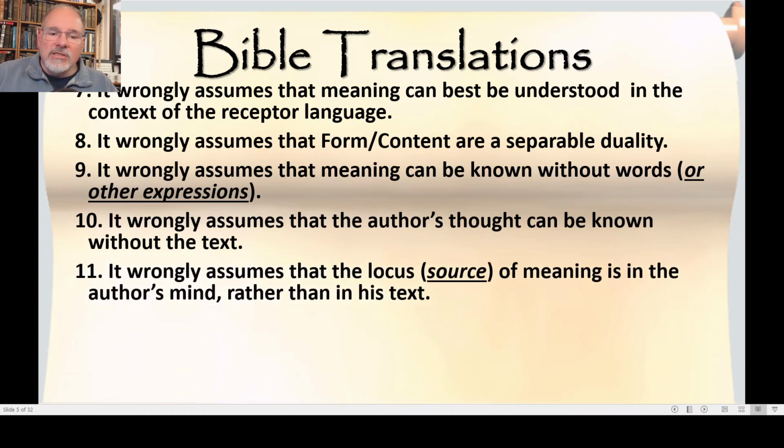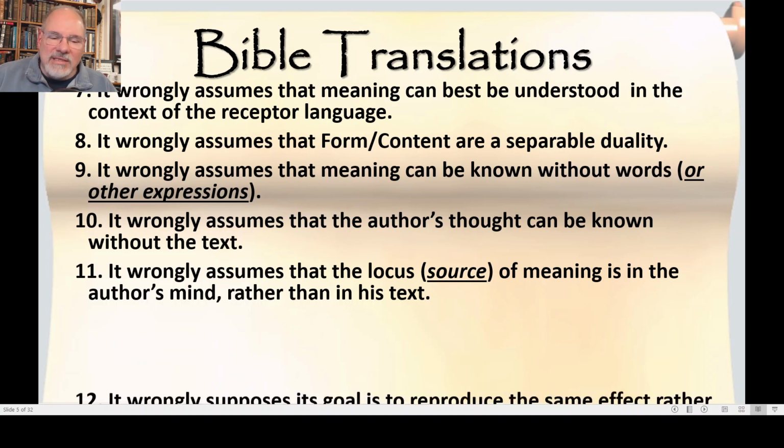It wrongly assumes that the locus, or the source of meaning, is in the author's mind rather than in the text. Well, if it's in the author's mind, how am I going to figure that out if it's not in the text? Of course it has to be in the text. The author is writing the text. That's how you know what he means and what he's thinking. To as much as possible, your understanding of what an author is thinking is based on what he's writing. It's not like we have a crystal ball to look through to tell us what the author was thinking, though he wrote different words. None of that makes any sense.